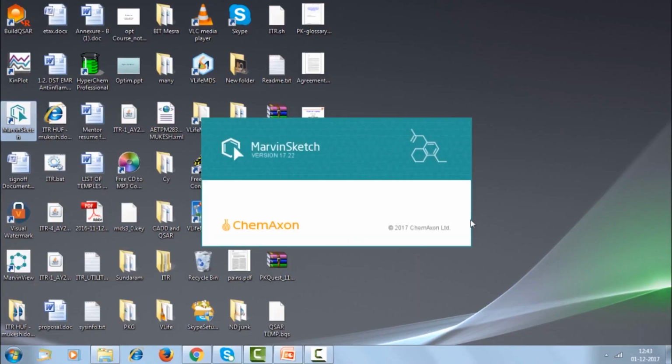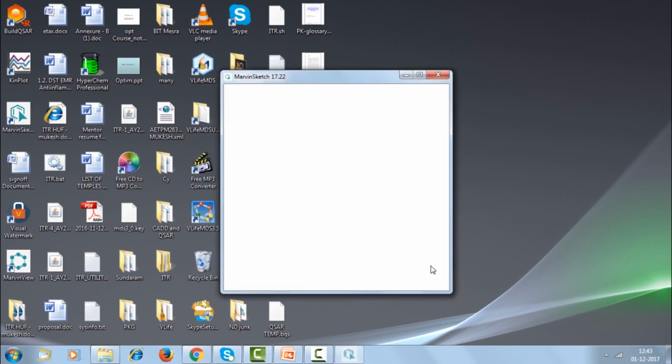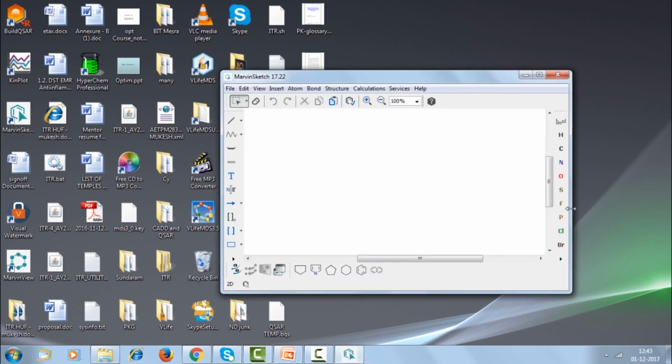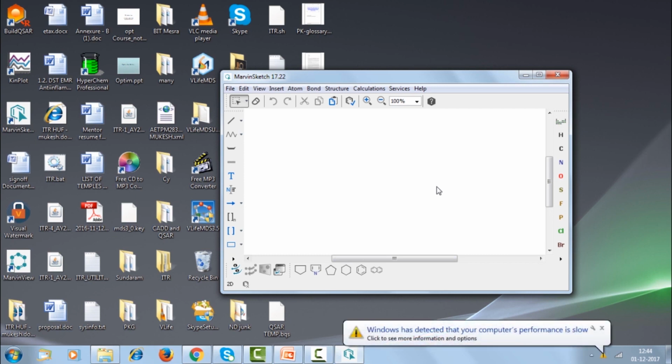It belongs to this company, but it is free software, though you have to register as a student or as a faculty. In Marvin Sketch we can draw and sketch structures, and then we can take mol files or SDF files downloaded from Zinc and upload them here and so on. For example, this is the sketch option, and you have a lot of things here.